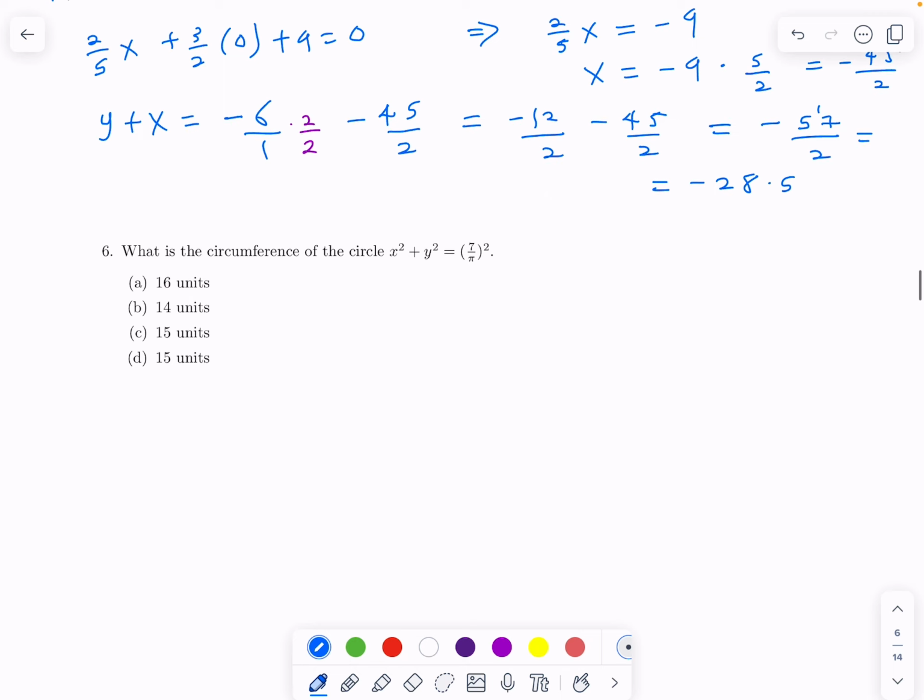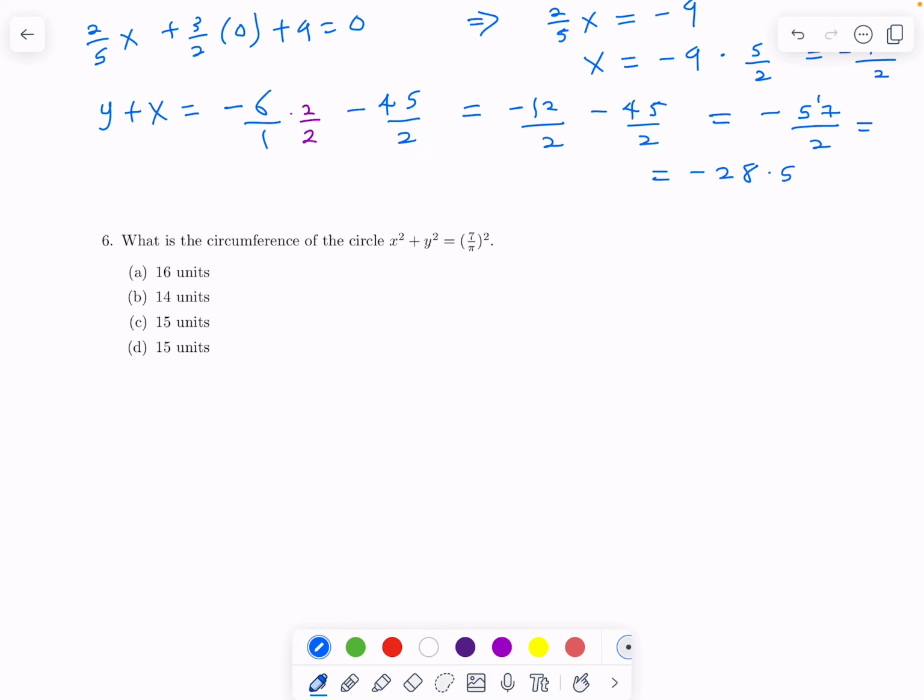Okay, let's look at the next problem. The next problem is we want to find the circumference of the circle, right? So now I want you to note something: the general equation of the circle centered at the origin is given by x squared plus y squared is equal to r squared. Now note this. This is the equation of a circle centered at the origin.